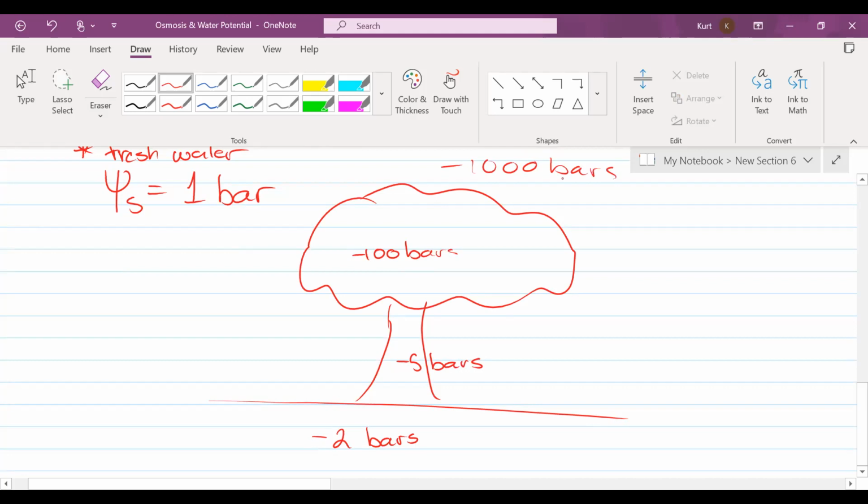Up. What number is more negative, -2 or -5? -5. So water is going to go from here to here, and then -5 to -100, and then -100 to -1000.